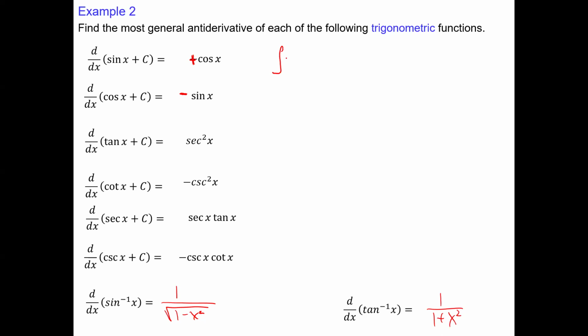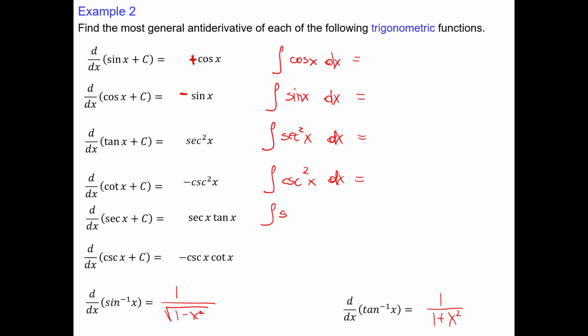What will be the antiderivative for cosine of x? What's the antiderivative for sine of x? Because we have to be careful with the signs. What's the antiderivative for secant squared of x? What's the antiderivative of cosecant squared of x? What's the antiderivative for secant x tangent x? And what's the antiderivative of cosecant x cotangent x dx? The other ones we will write on the other slide.